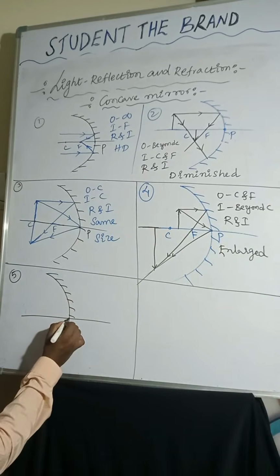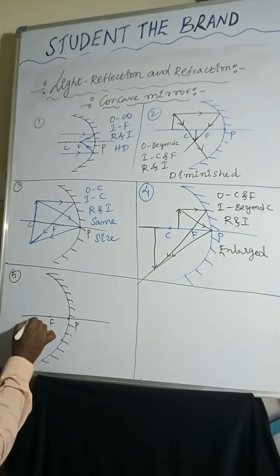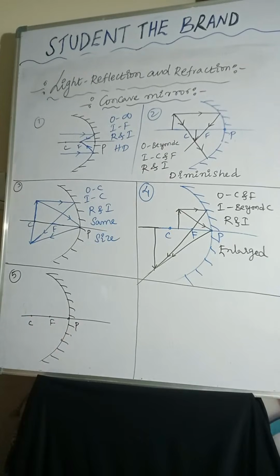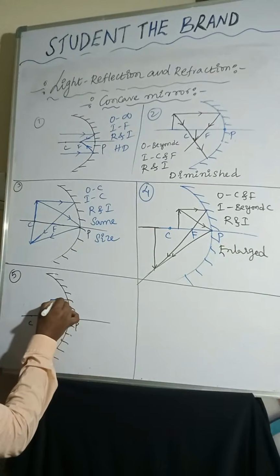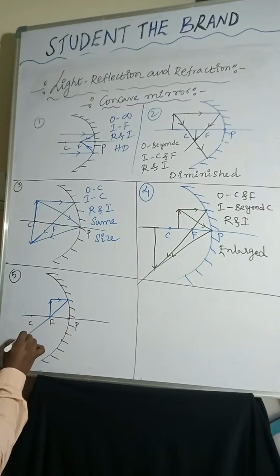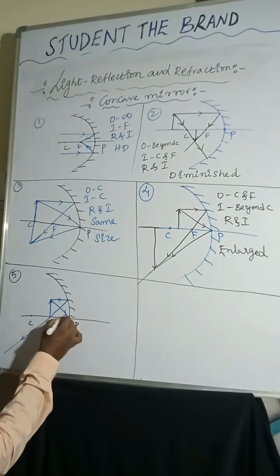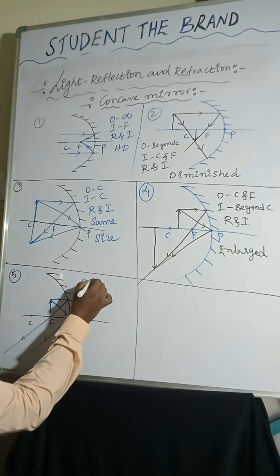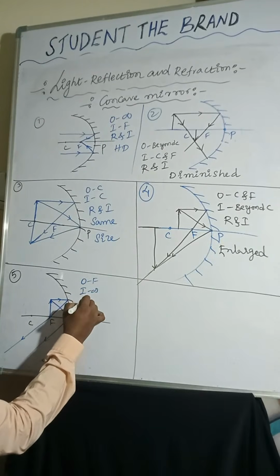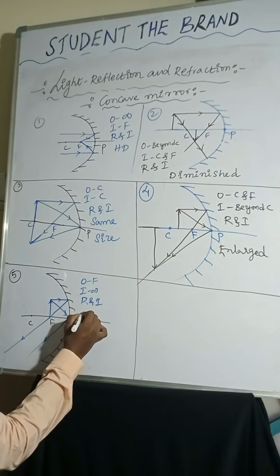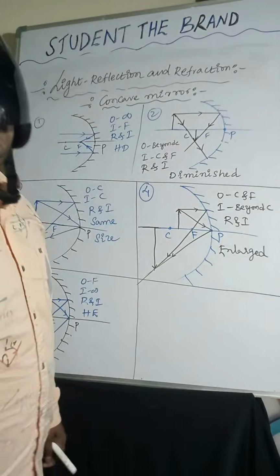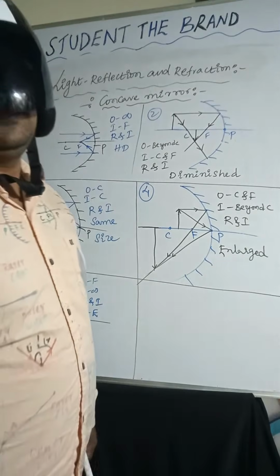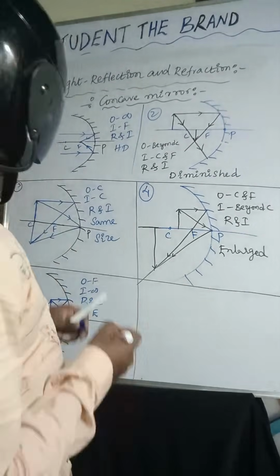So pole, focus, center of curvature. Object is placed at F. Object is at F. Image will form at infinity. Nature of the image is real and inverted, and size of the image is highly enlarged. Coming to the sixth case.